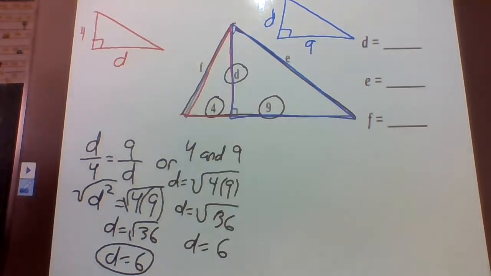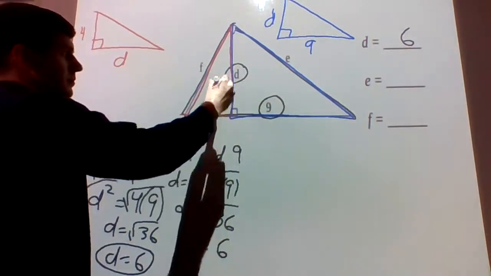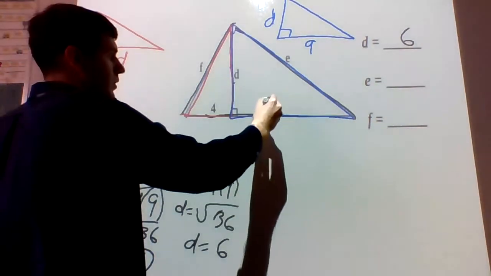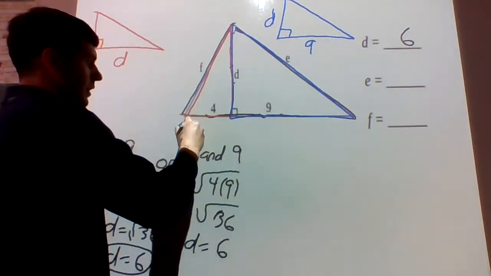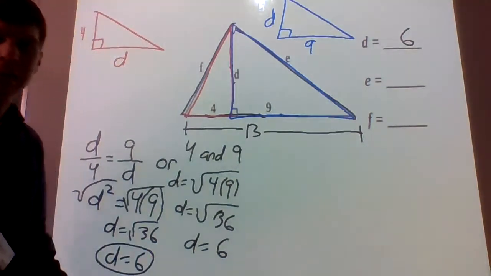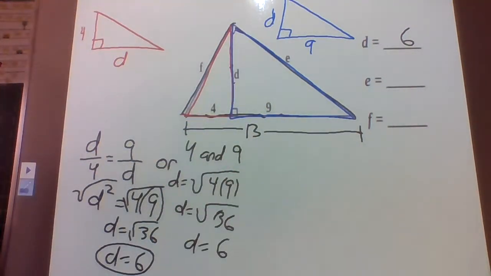Let's do the next one. So, well, D we know is 6. Okay, to find E, well, one thing let's fill in first. The hypotenuse here is 13. 4 plus 9 is 13. So the whole thing there is 13. Let's look at E though.